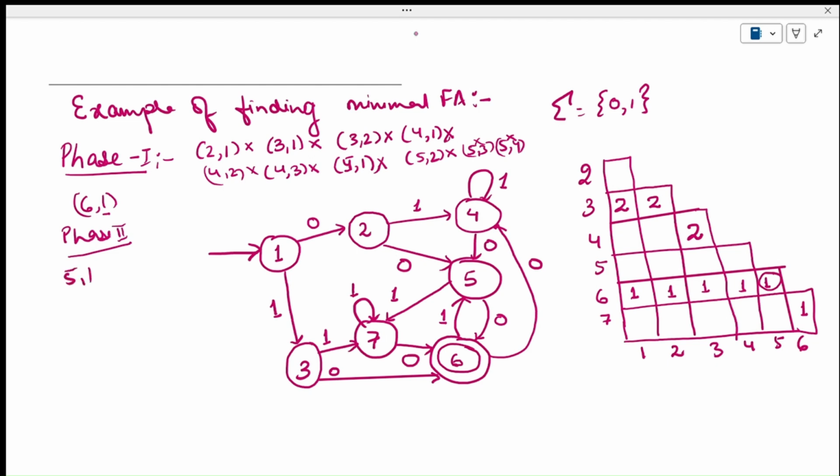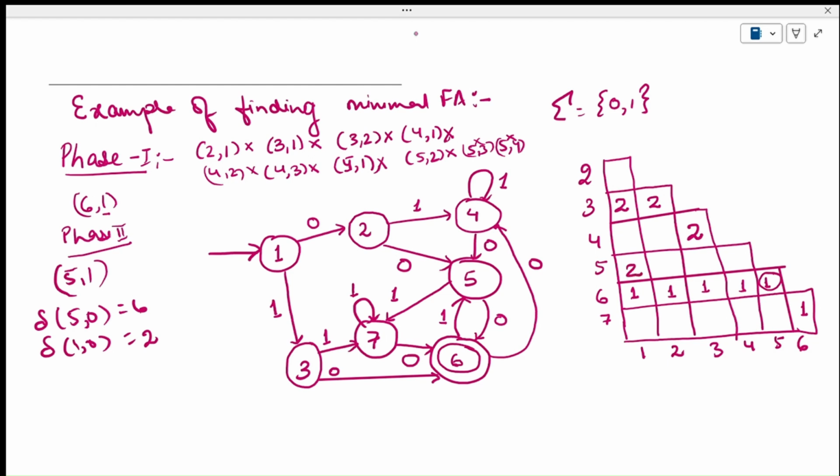5 1. 5 on reading 0 and 1 on reading 0. 5 on reading 0 is going to state 6, and 1 on reading 0 is going to state 2. So 6 2, check the cell 6 2 is already marked, so therefore 5 1 is marked.